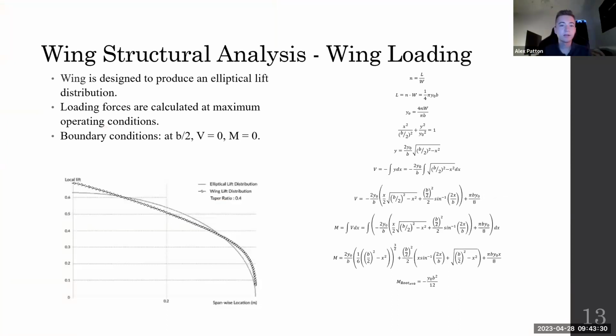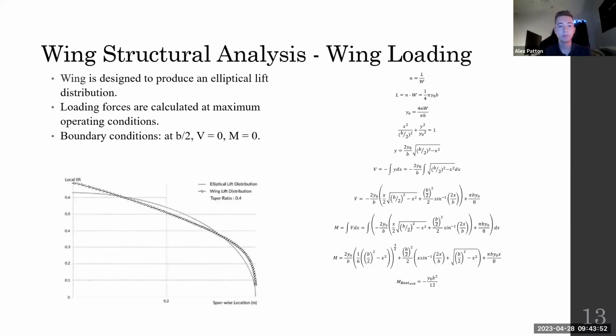So now we were ready to look at the structural analysis of the wing, and we did so by calculating the bending moment at the root of the wing. So one assumption we made was that our wing produces an elliptical lift distribution, which in theory is the most efficient. Shown by the chart down below, we used a taper ratio to get our lift distribution as close as possible to elliptical.